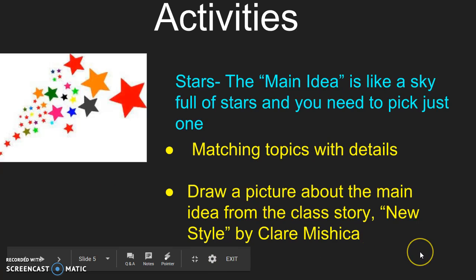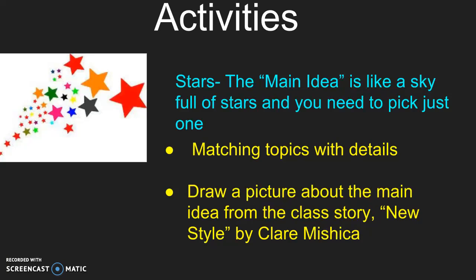For my differentiation activities, I made each group of learners into objects from our solar system. So stars, the main idea is like a sky full of stars, and you need to pick just one. Matching topics and details, and we're going to draw a picture about the main idea from the class story New Style.